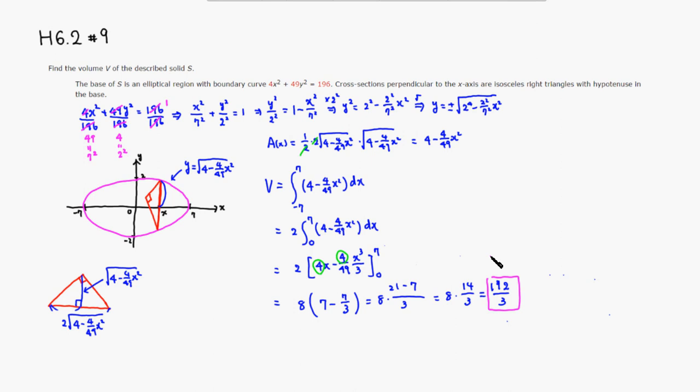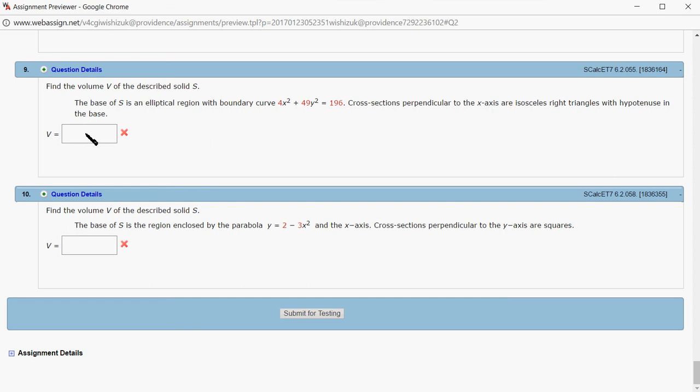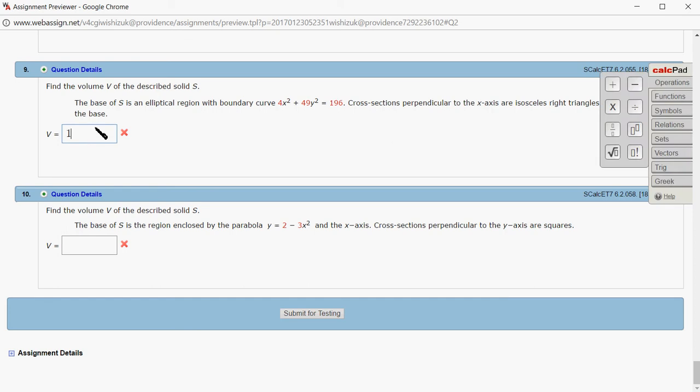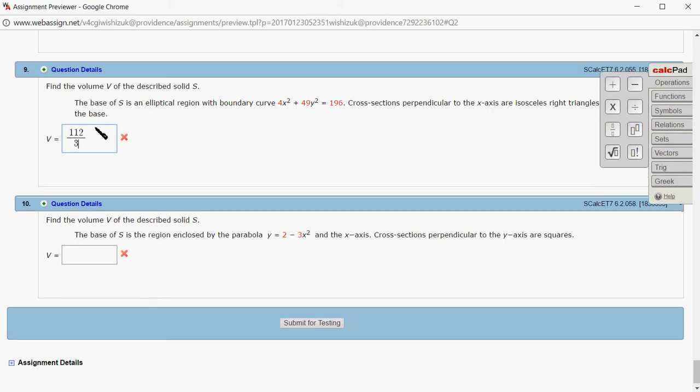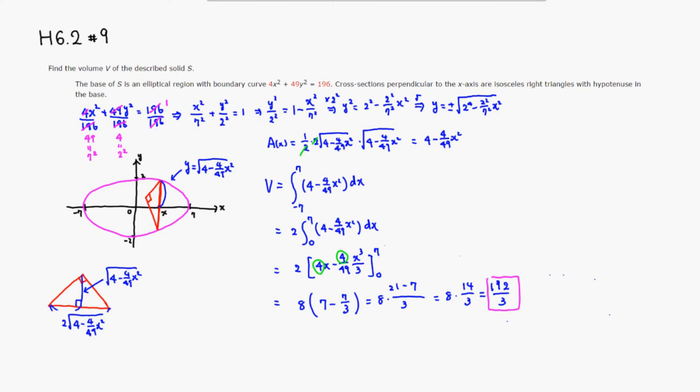Alright, so let's double check. We got 112 over 3. Submit for testing. Alright, it came back and looks like we got this one correctly. Alright, that's it. I hope that this was clear.